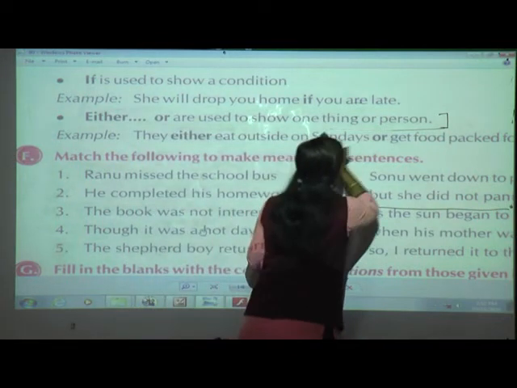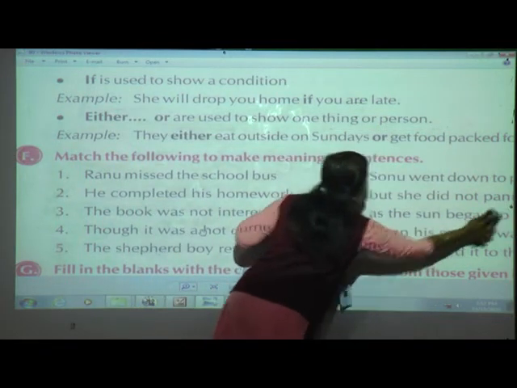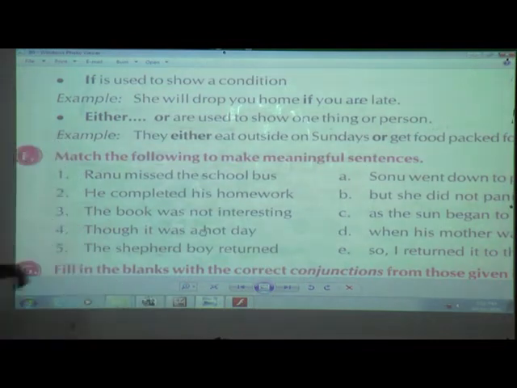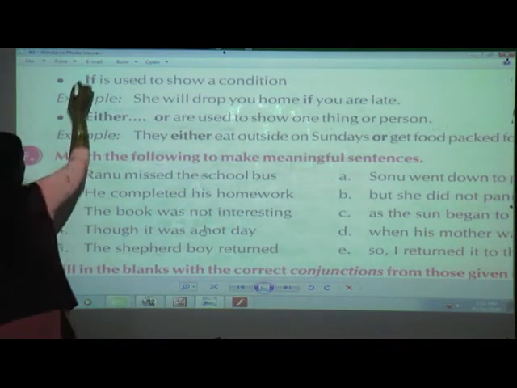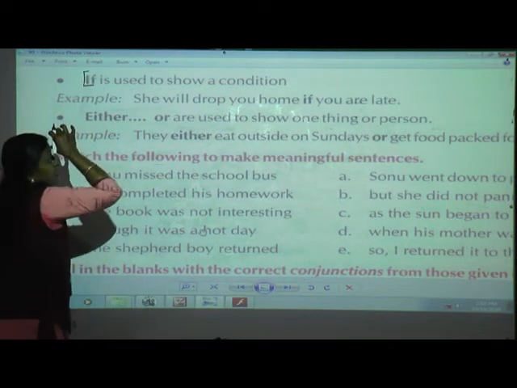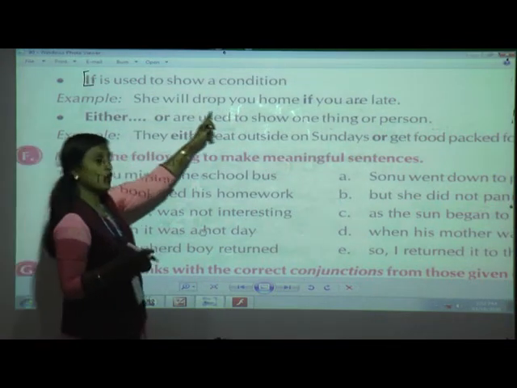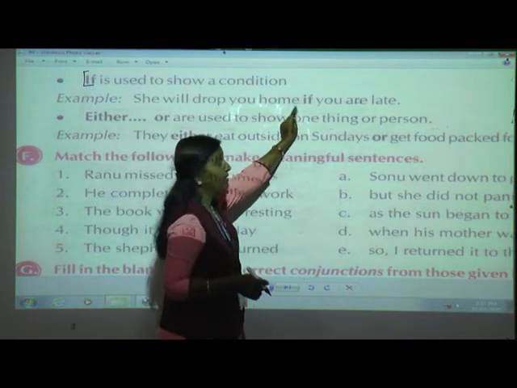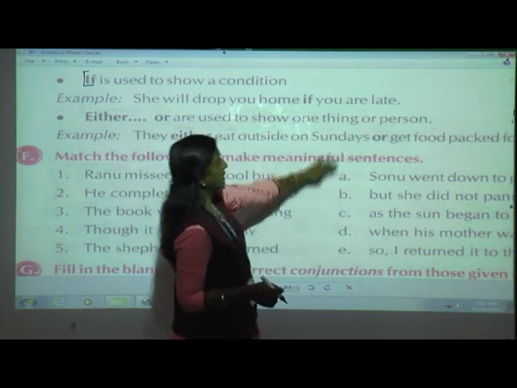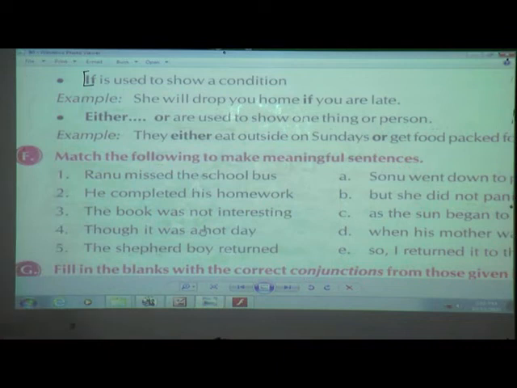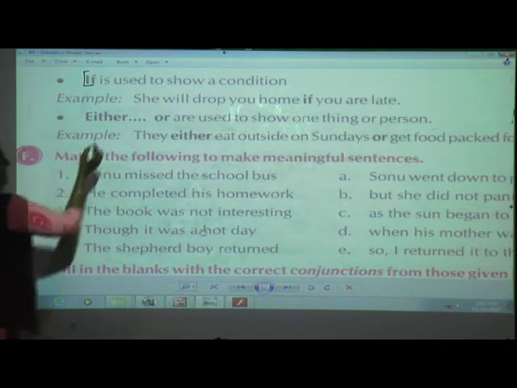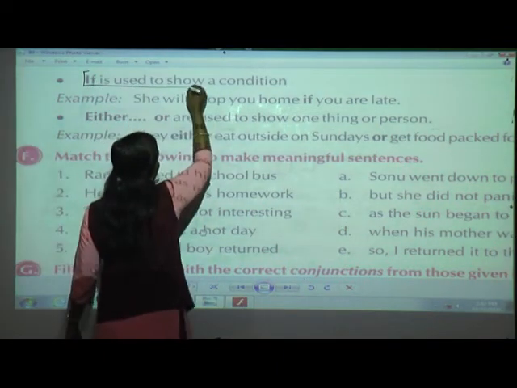If you see on the top, one sentence is there: if is used to show a condition. Example, she'll drop you home if you are late. Can you see? There is a condition that she will drop you home only when you are late. So if is used to show a condition. You can underline this sentence.